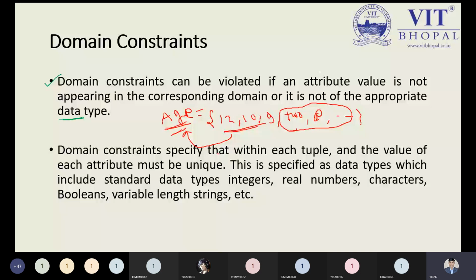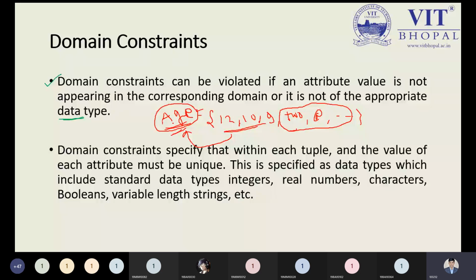One thing I want to tell you in a simple way, then you can understand. If you're looking for the age attribute, this is the age attribute, known as the age attribute, field name, column name. So this is age. And domain is a set of values which is represented by such a column name.